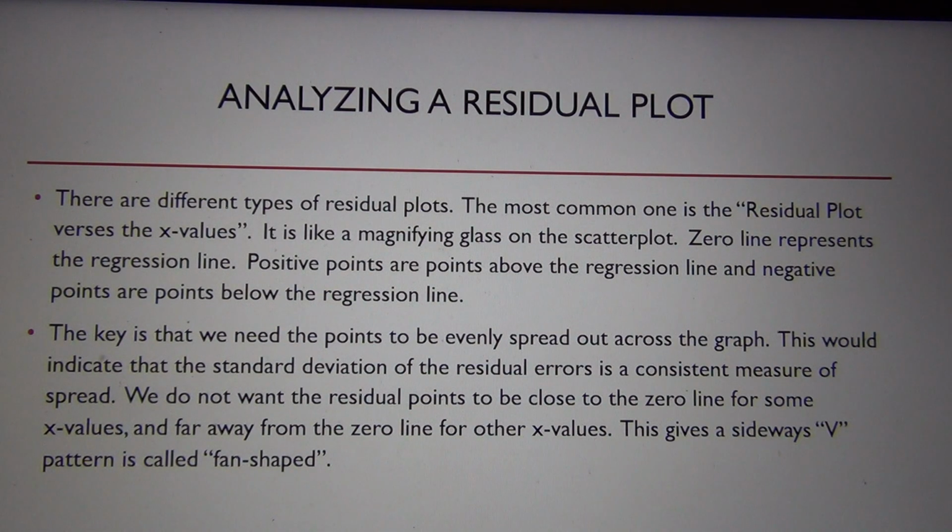So one of the key things with the residual plot is that you want it to be sort of evenly spread out. In other words, the points above the zero line and below the zero line have to be evenly spread out. You don't want the points close in one area and far away in another. Sometimes that's called a sideways V pattern or a fan shape. If that happens, that can be problematic. If you remember, in our last section we talked about the standard deviation of the residual errors. Well, that standard deviation wouldn't be as accurate if you had a fan shape or a sideways V pattern.